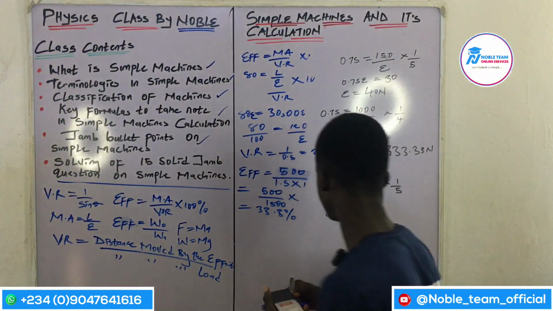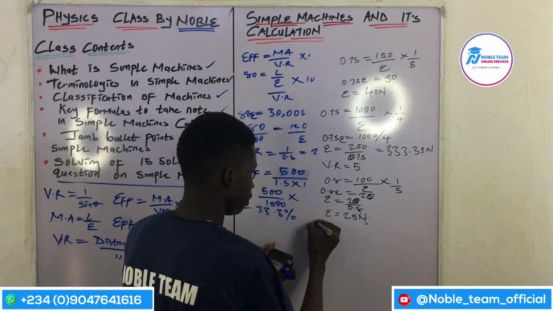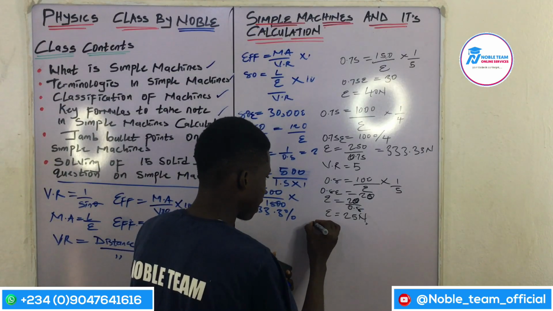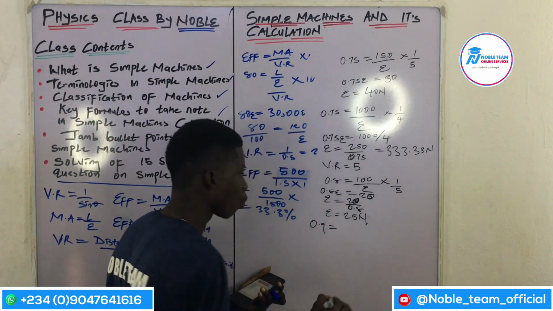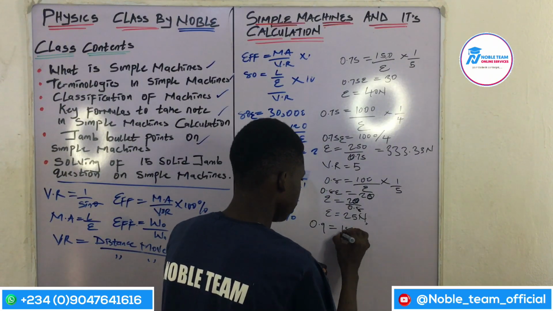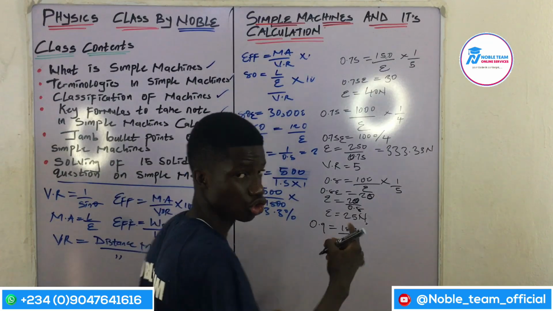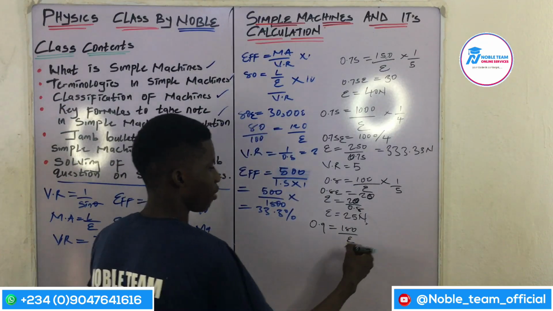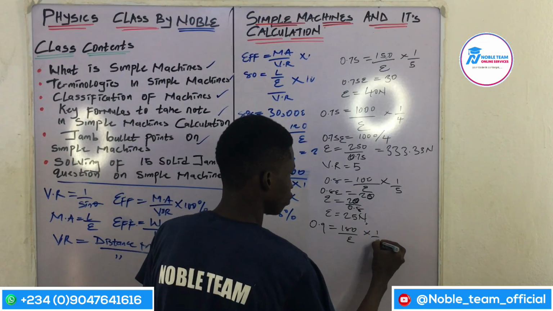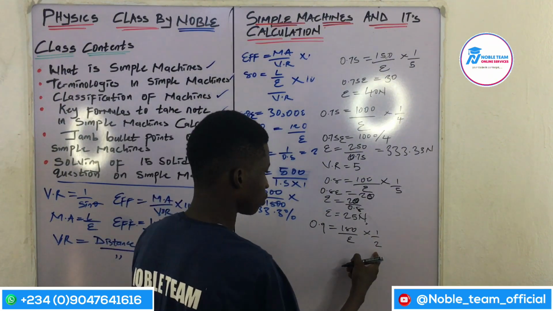So we are asked to get the effort. The efficiency is 0.9, which is equal to my load 180 divided by the effort, then multiplied by 1/2. So now I'm having what?